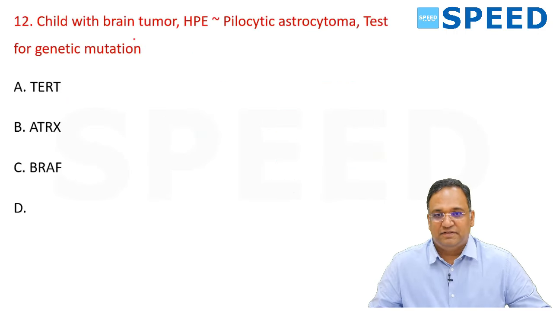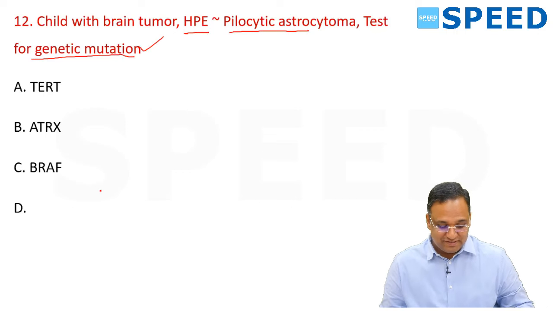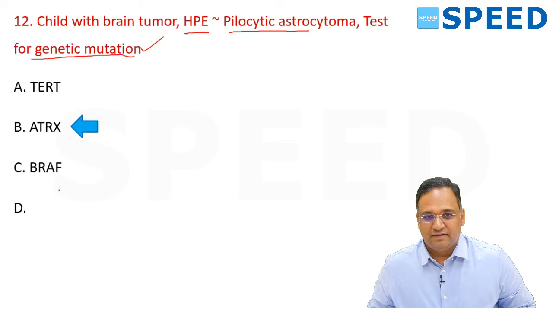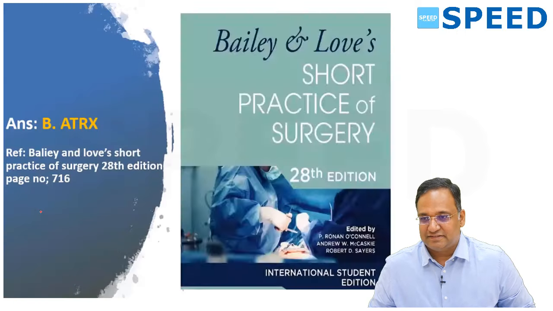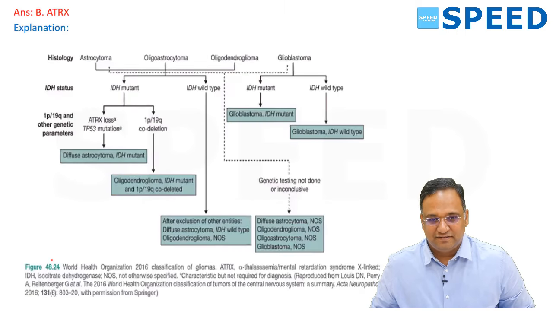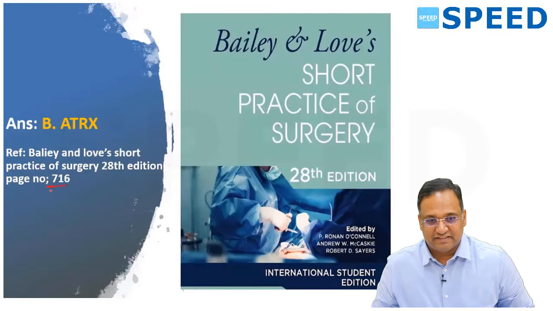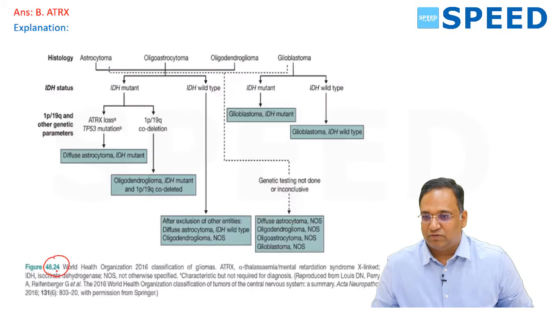A child with a brain tumor, histopathological examination says pilocytic astrocytoma. Test for genetic mutation. We had a lengthy discussion on this when I took neurosurgery. The right answer is ATRX. See that? Bailey, the page number is 716.